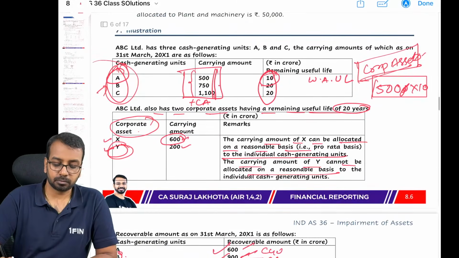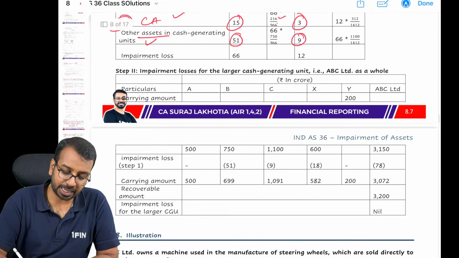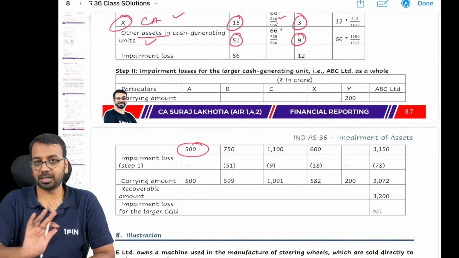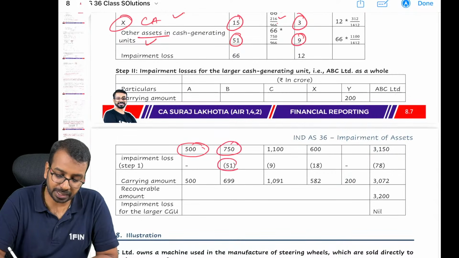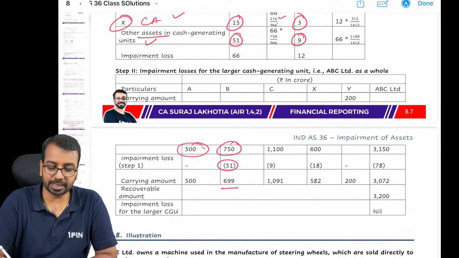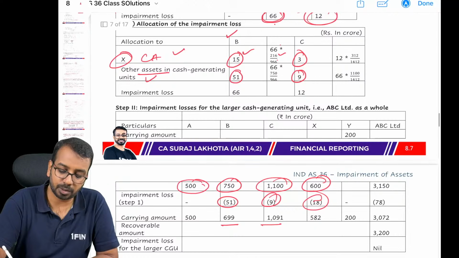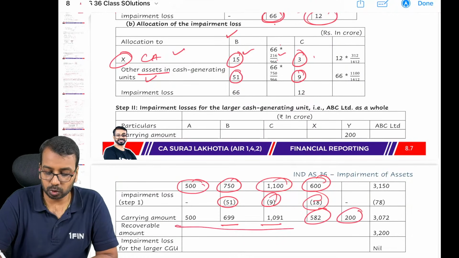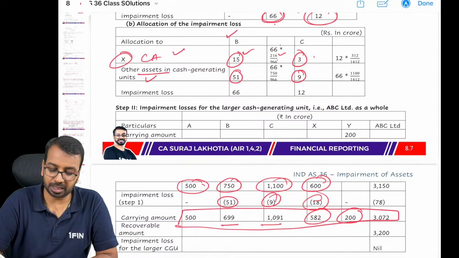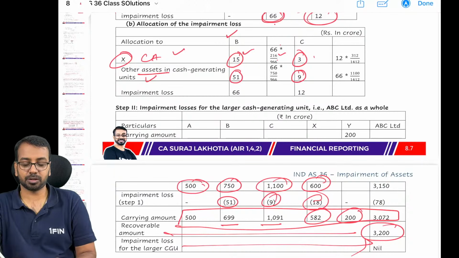So after allocation of impairment, what is the carrying amount? A is 500 as it is, no change. B is 750 minus 51, so 699. C is 1100 minus 9, 1091. X is 600 minus 18, that is 15 plus 3, so 582, and Y is 200. We'll do the total of this, we get 3072. Recoverable amount is 3200, there is no impairment loss. Okay.